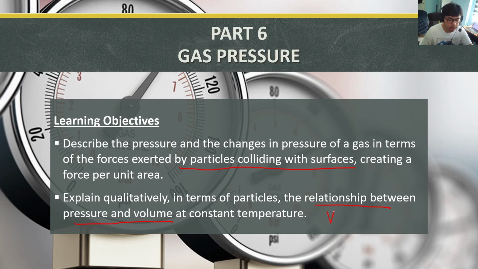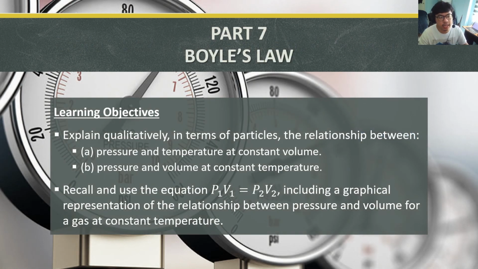If you have a large volume, that means a container with a large space, the pressure will be smaller because the particles will collide less frequently. And if you have a smaller volume or less space inside the container, the pressure will increase, because with less space, the molecules will collide more frequently with the wall of the container. Next video lesson, we're going to look at how to calculate gas pressure using something called Boyle's law.